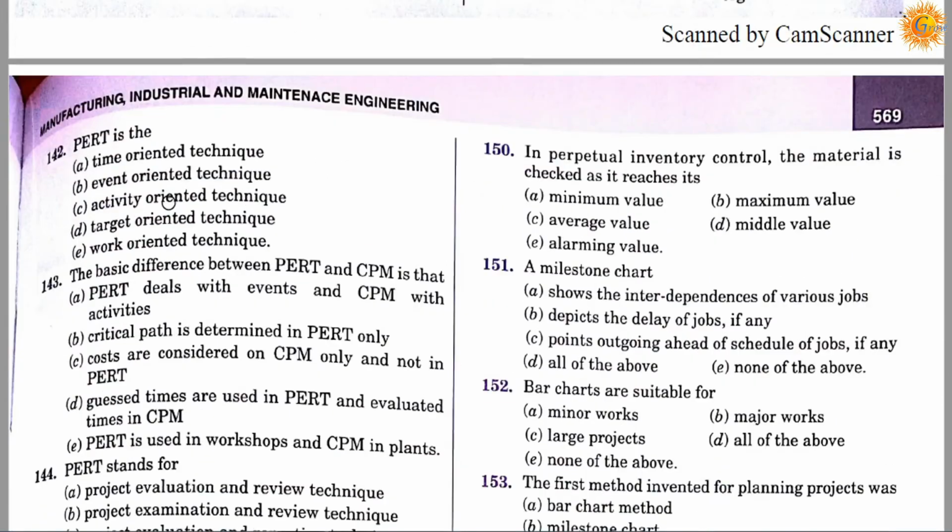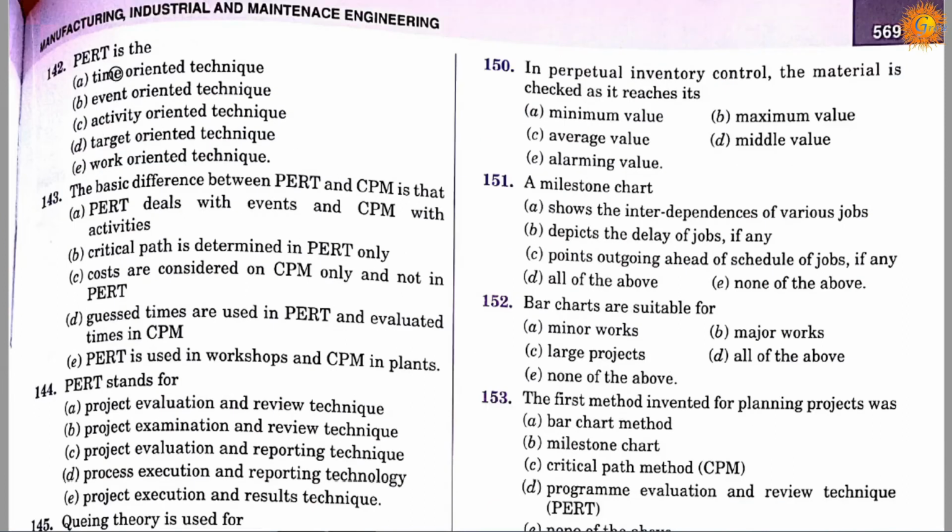Okay. Question number 142. PERT is, option A, time oriented technique. Option B, event oriented technique. Option C, activity oriented technique. Option D, target oriented technique. Option E, work oriented technique. So the correct answer is B. PERT is the event oriented technique.